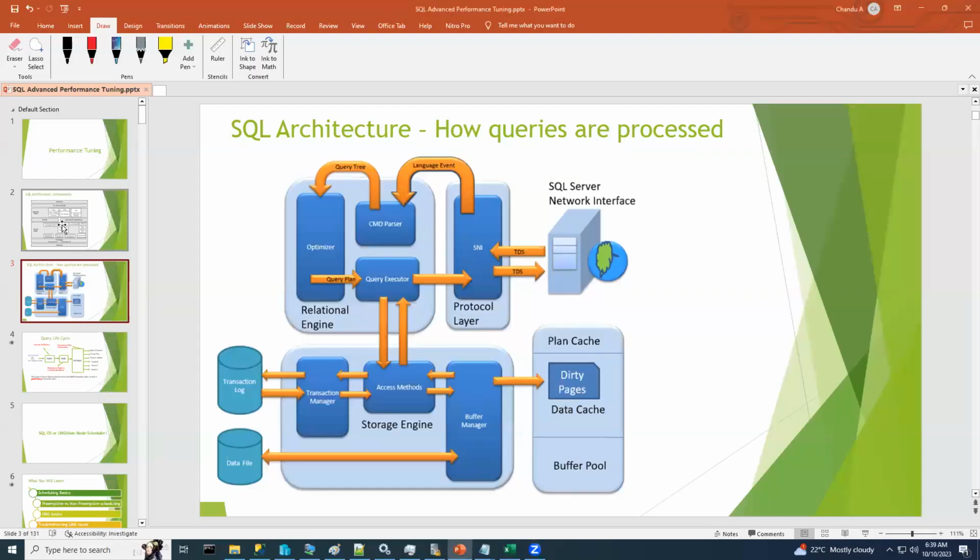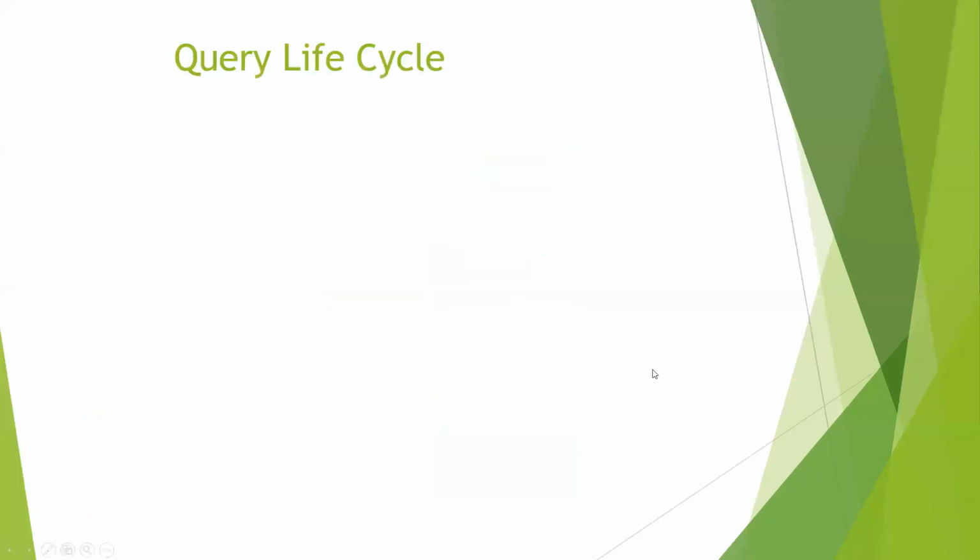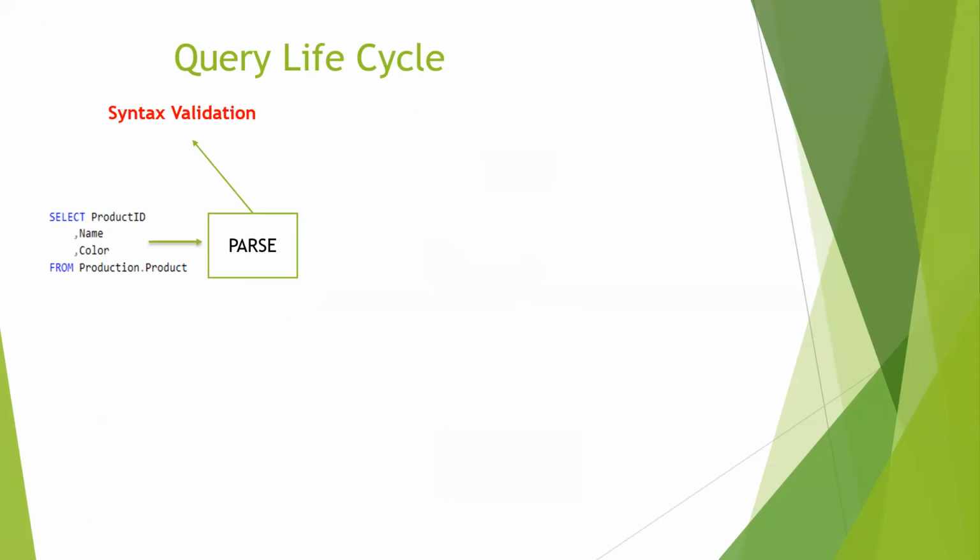Okay. So last time we were talking about the architecture and a few configurations, right? So let's move on further. This is the query life cycle that we were talking about, right? Whenever you execute a query, it will first be parsed. It will validate if there are any syntactical errors, and once it is validated, it will check the schema binding.